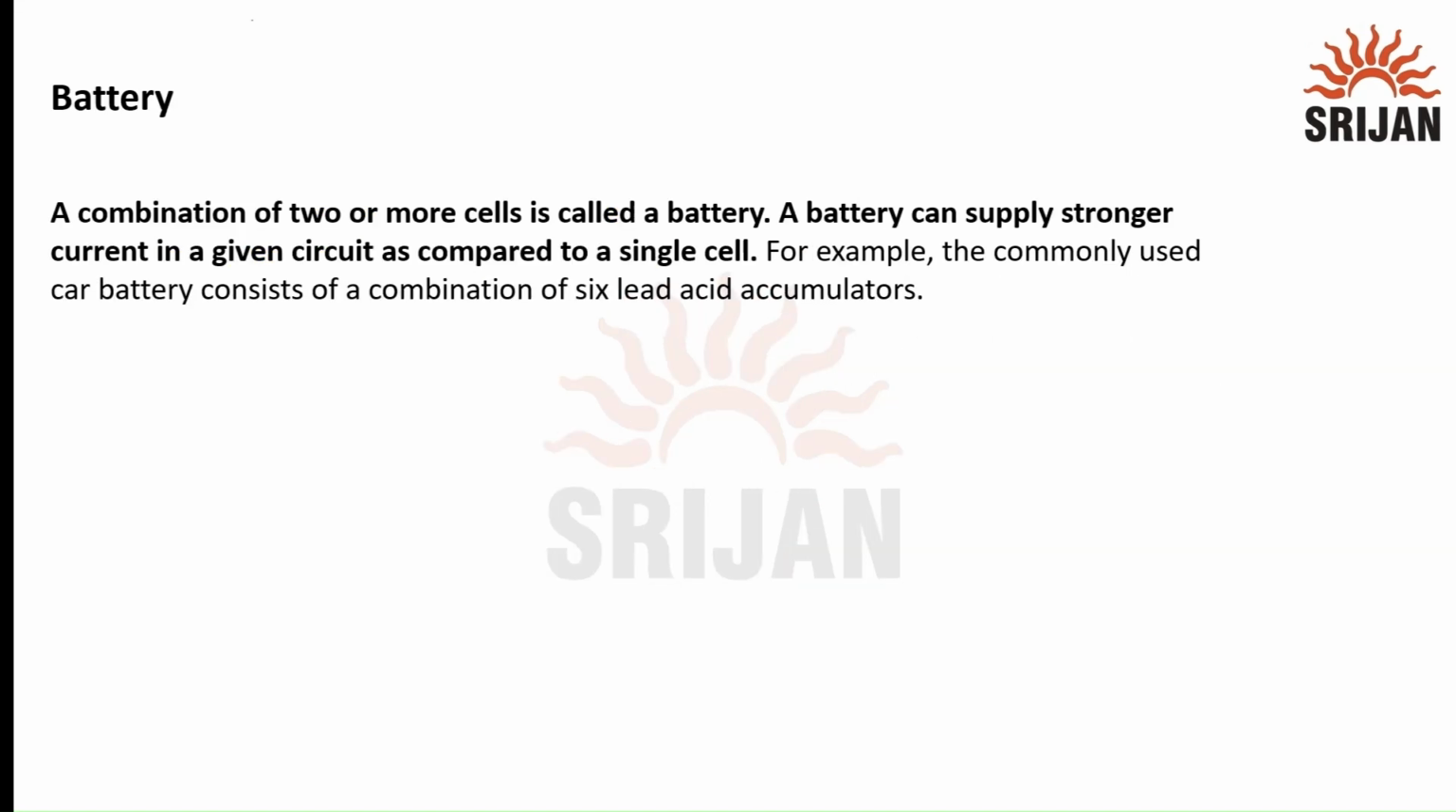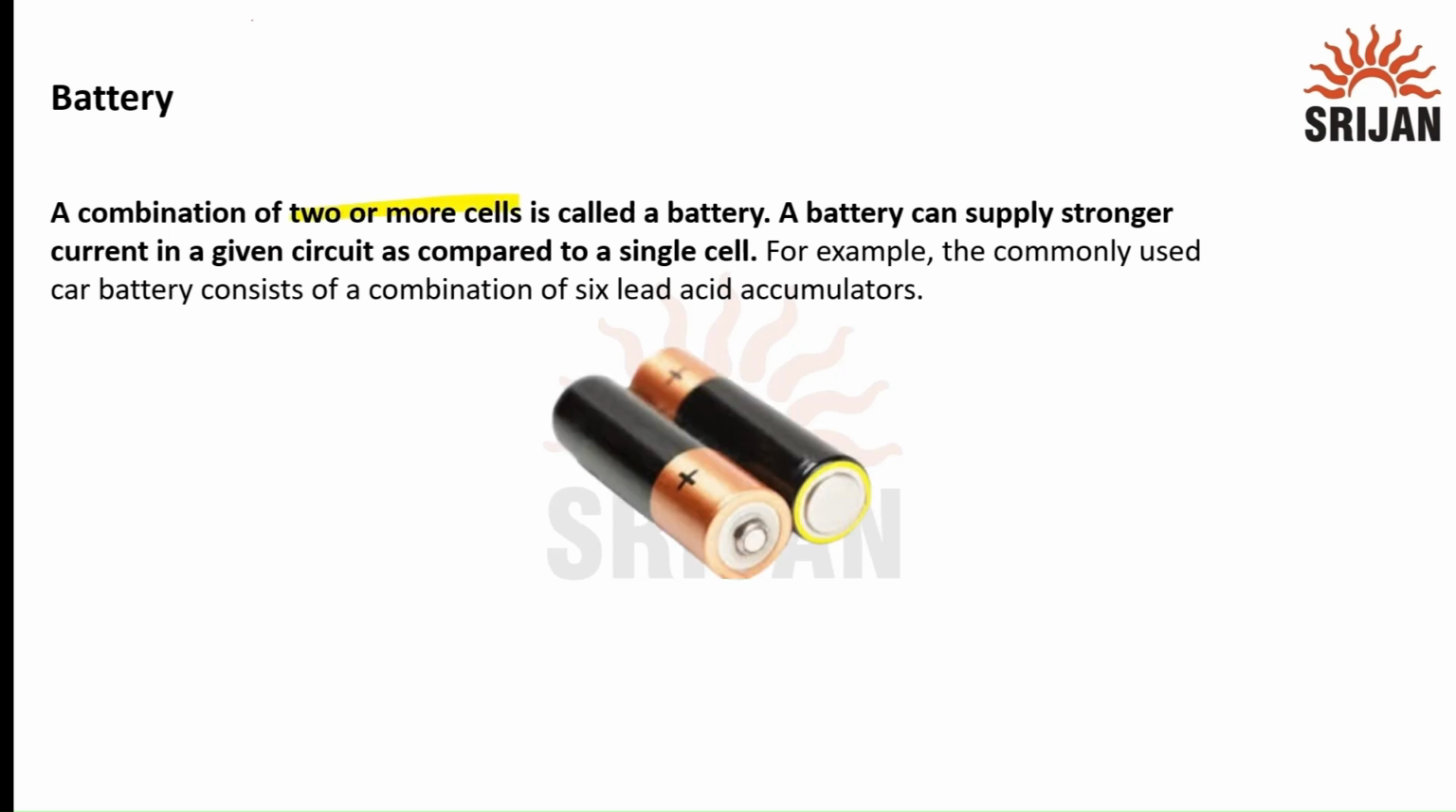Battery. A combination of two or more cells is called a battery. A battery can supply a stronger current in a given circuit as compared to a single cell. For example, the commonly used car battery consists of a combination of 6 lead accumulators. So a battery is simply a combination of two or more cells. I hope this topic is clear to you. Thank you.